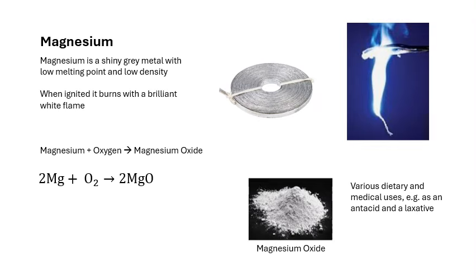Magnesium oxide, again, is a white powder. It has various dietary and medical uses, for example as an antacid. So if you've got a bit of stomach acid, take some of this to neutralize it. And as a laxative, if you're a bit constipated.